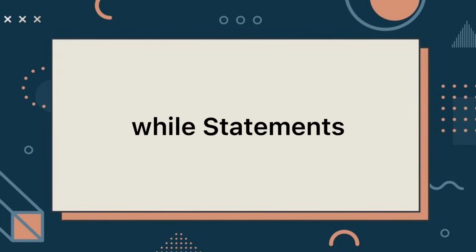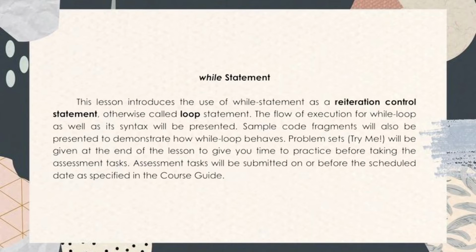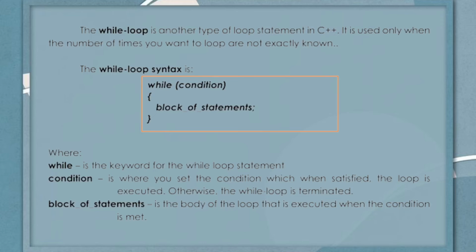While statements. The use of while statement as a reiteration control statement, otherwise called loop statement. While loop is another type of loop statement in C++. It is used only when the number of times you want to loop are not exactly known.